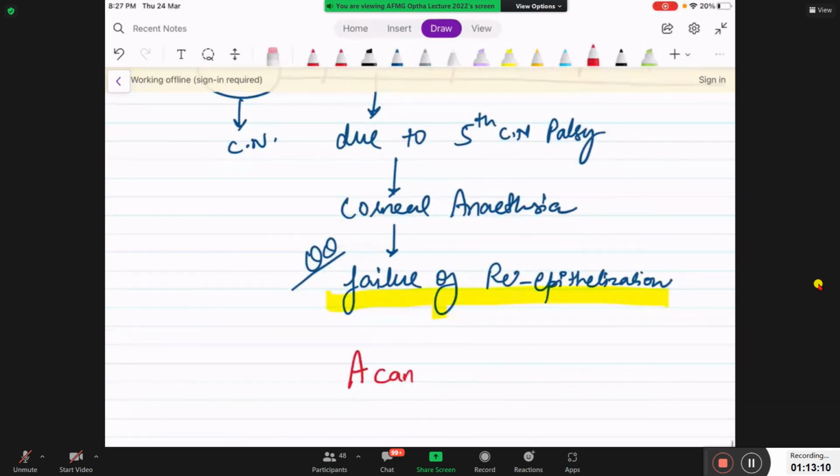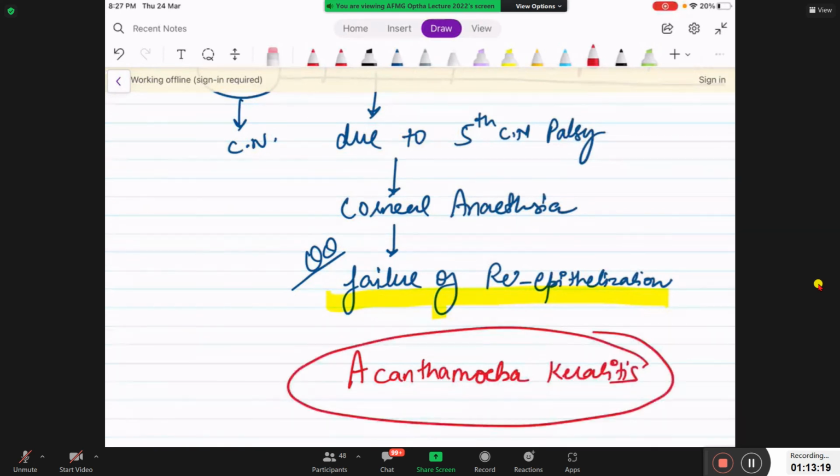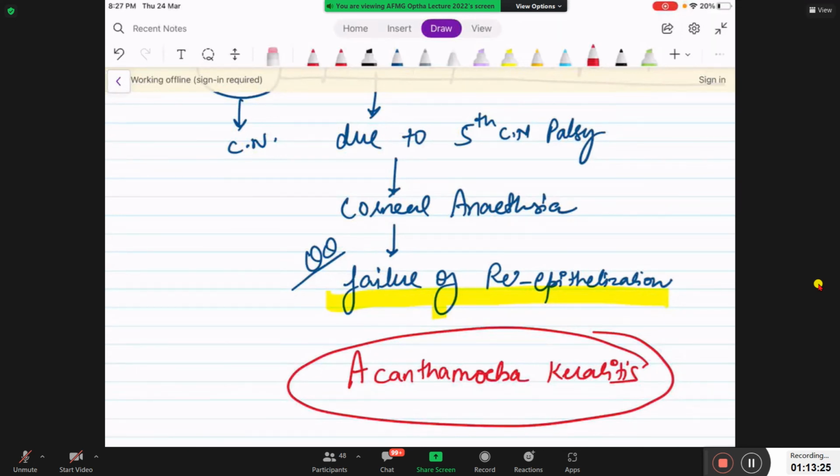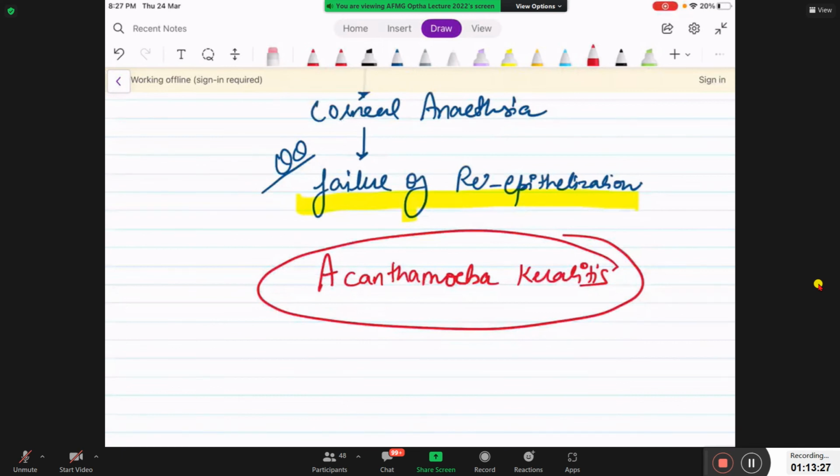Now coming to the next type of ulcer, write down, Acanthamoeba keratitis. Very, very important. Write down the most common cause of acanthamoeba keratitis: contact lens users. Again, the culprit is contact lens.